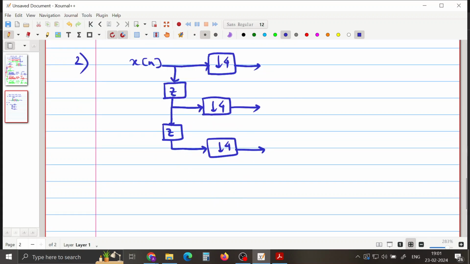And there is another advance block, and this is the last downsampler. The output of this downsampler is basically y of n, which we need to find.